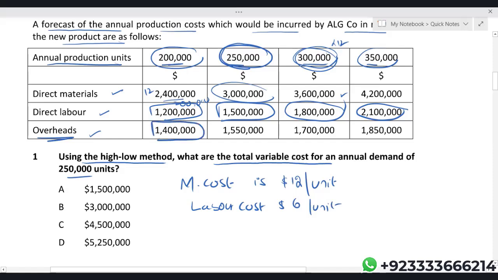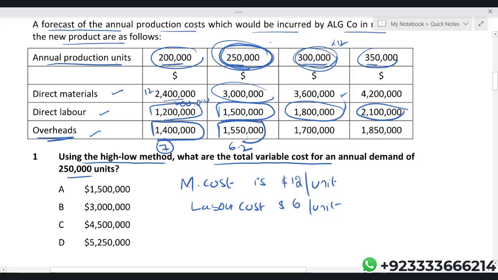Now this is important: overheads. 1.4 million divided by 2 lakh, you will get 7. Now look at this. Overheads are given to me as 1,550,000. If you divide this by 2 lakh 50,000, we are getting something different. The first one was 7, but here I'm getting 6.2. So I'm not getting 7 per unit.